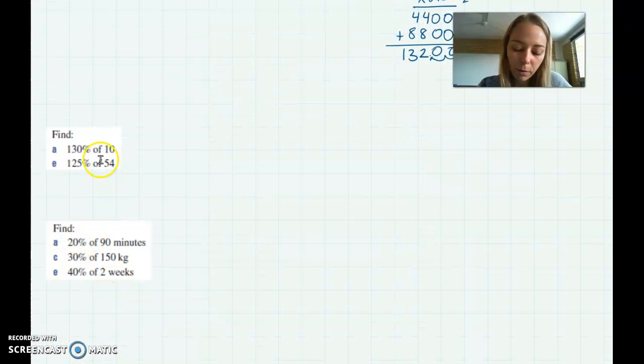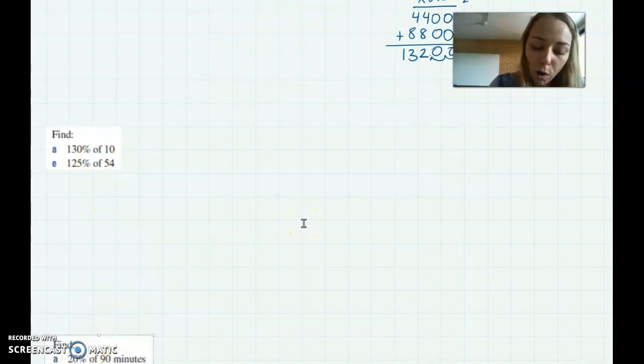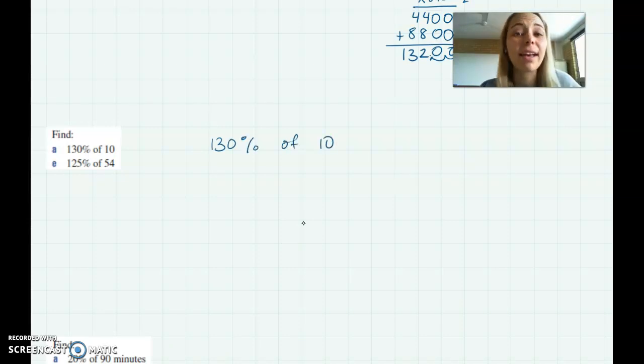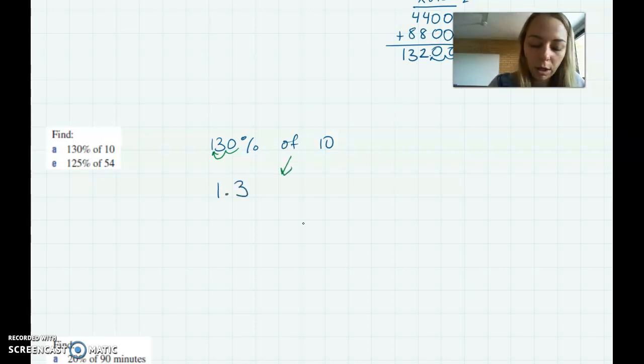Now, the next type of question I have for you is find 130% of 10. 130% of 10. Okay, we can do the exact same thing. 130%, that is going to be 1.3 as a decimal, so we can make that 1.3. Of, we can still change into multiply, and 10, we just keep by itself. So we have 1.3 times 10.